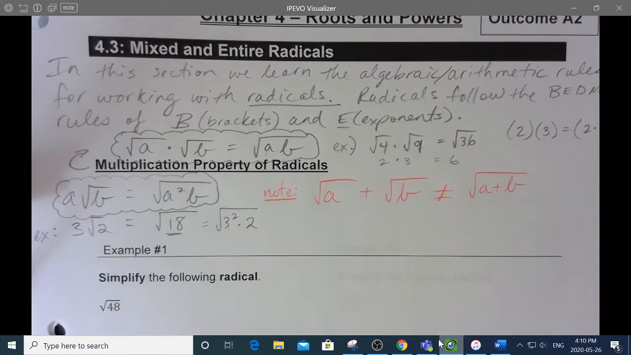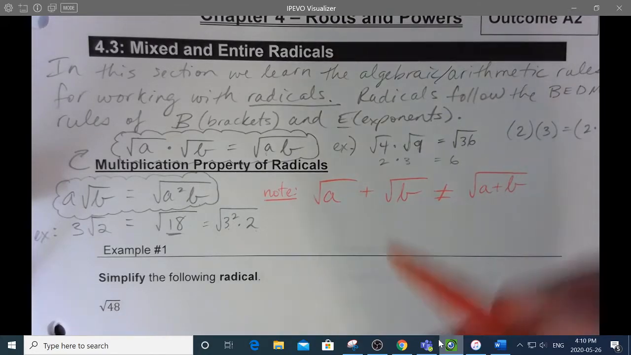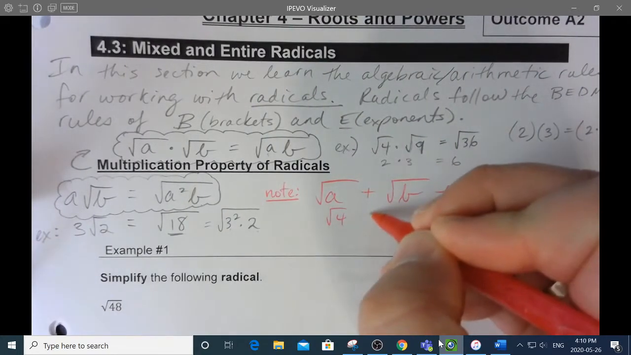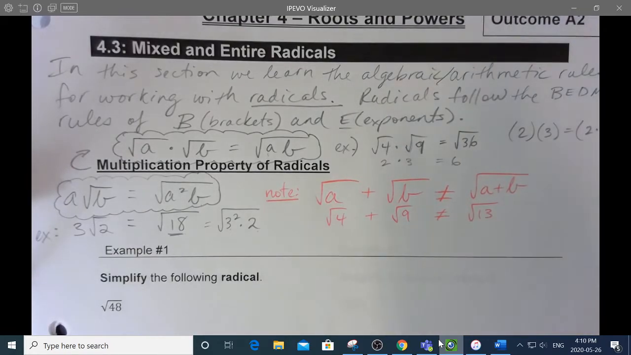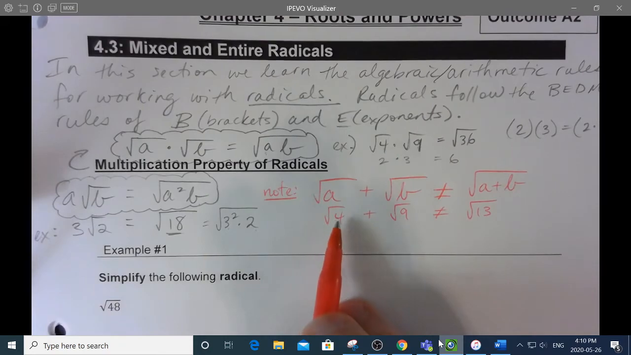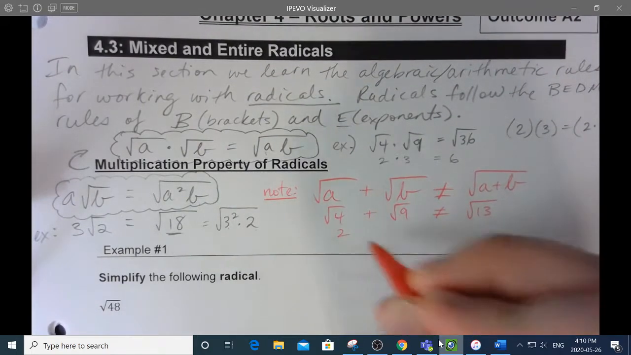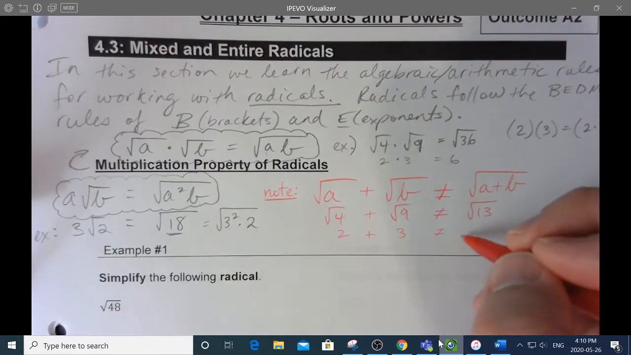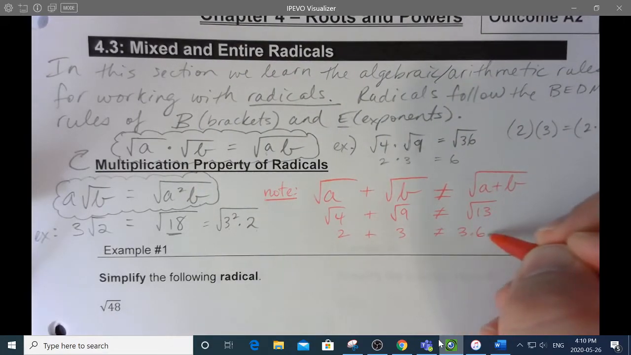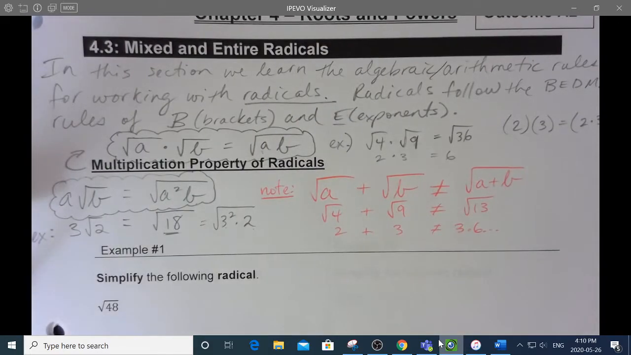Well, why not? First of all, I can prove to you that for sure it can't. Again, I'll use 4 and 9. The square root of 4 plus the square root of 9 does not, under any circumstances, equal the square root of 13. Think about it. That's 2. That's 3. And the square root of 13, I don't even know it off the top of my head, it's 3.6 something. It's an irrational number. And 2 plus 3 makes 5, not 3 point something.